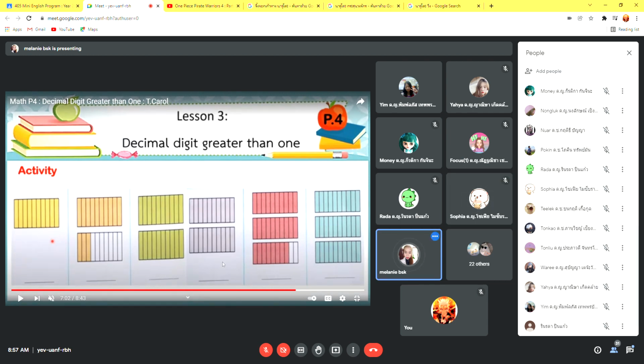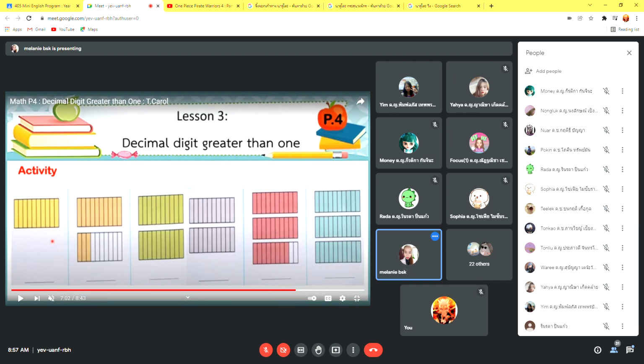No more point. Okay, how about the fourth example, children? The fourth example, anybody? Sophia. 2, still 2. How about the fifth example?